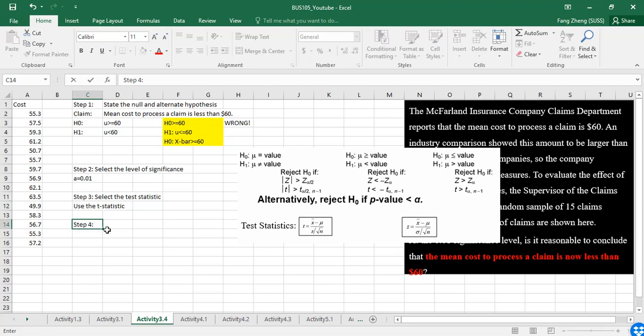Then our fourth step is to formulate the decision rule. So look at the summarized slides. What is the decision rule? There are two ways to report the decision rule. One is to give the rejection region as summarized here, then the other way is to use the p-value. It's always this sentence, reject H null if p-value smaller than alpha. So let's first look at the easy way, the p-value method.